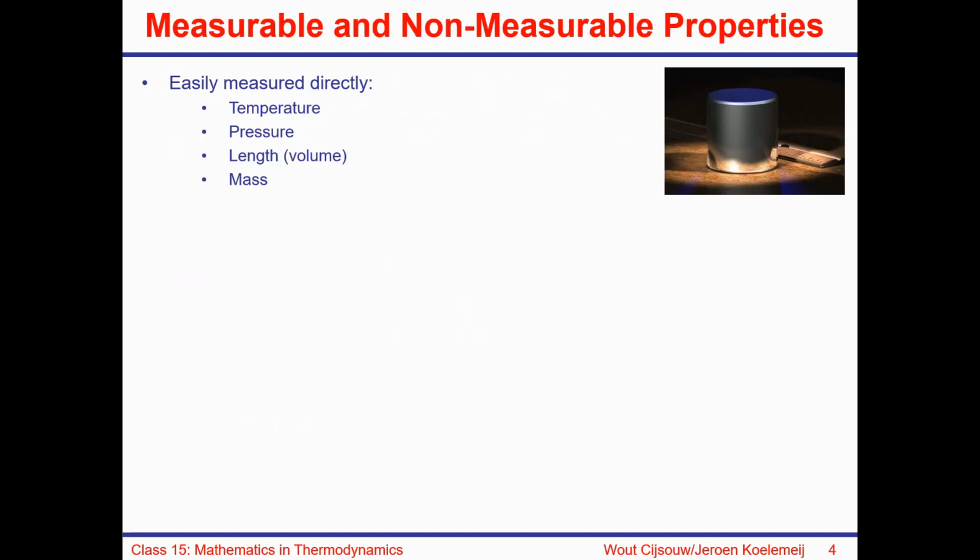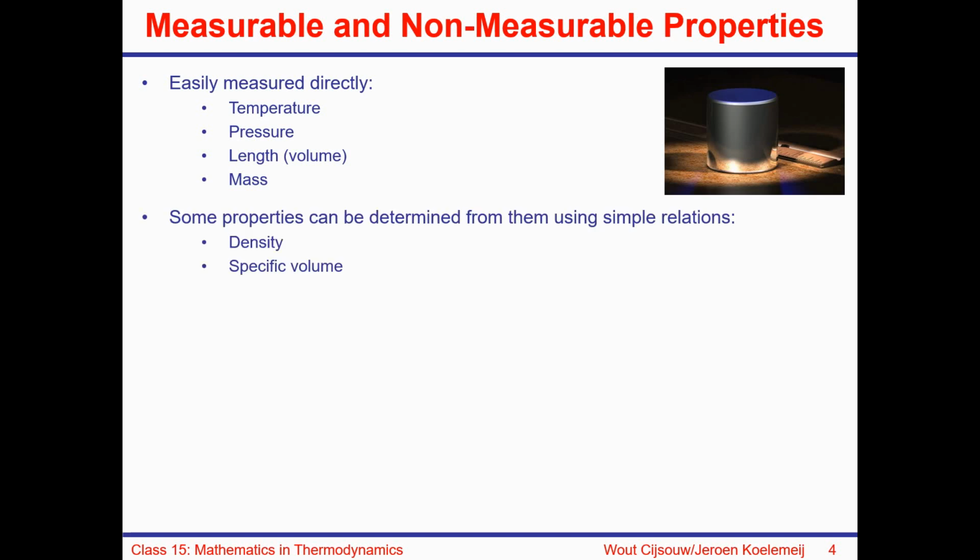There's another reason why you would like to know the mathematical relationships, because there are all these different thermodynamic properties. Some of them are very easily measured. For example, things like temperature, pressure, the length or the volume of a system, its mass. And once you have measured these, you can use very simple relations to derive the density, for example, from the combination of volume and mass. So far, so good. But what if you want to measure something like entropy or enthalpy? These things are definitely not so easy to measure.